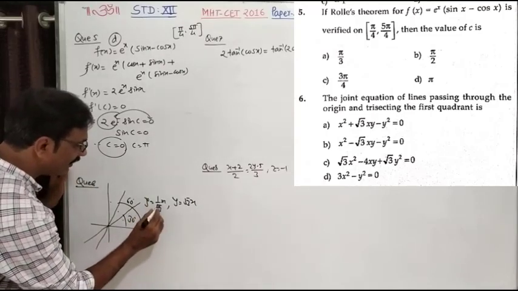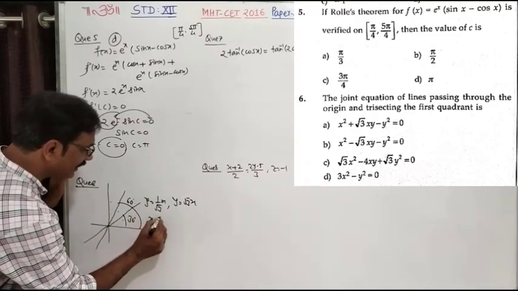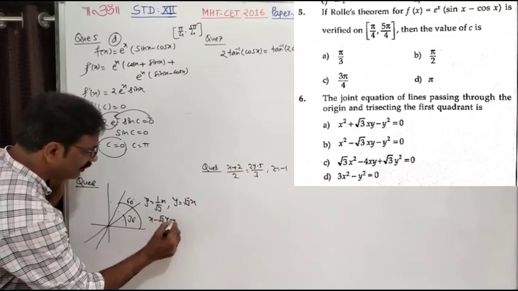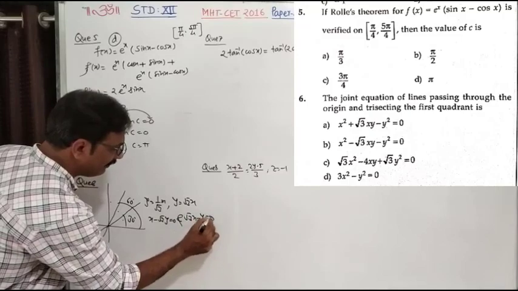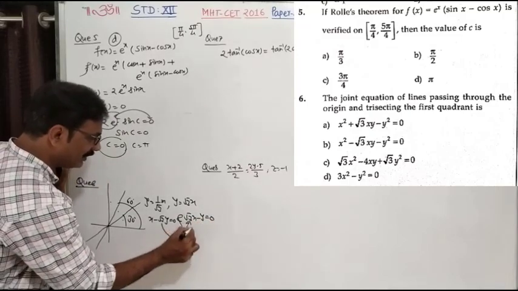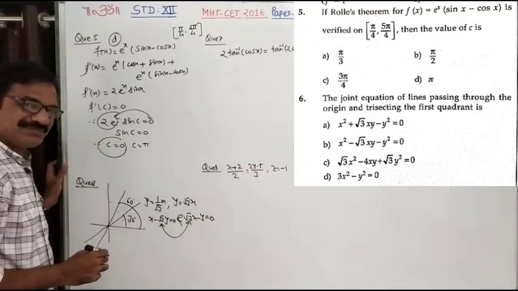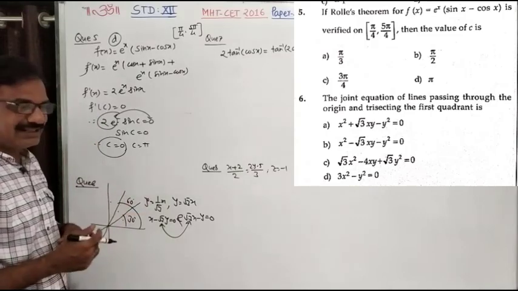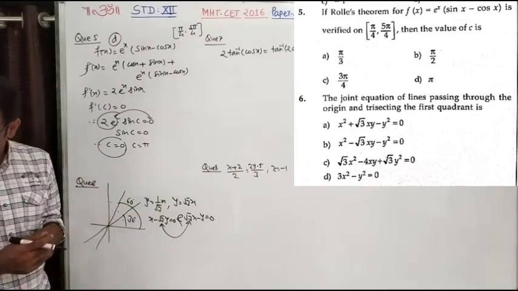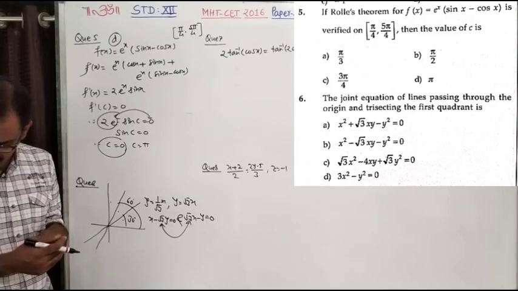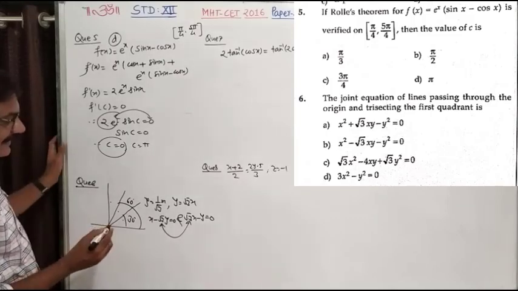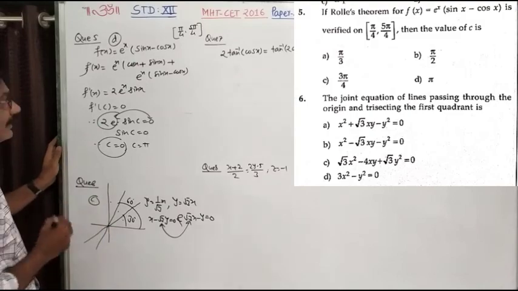So what is the equation of the first? It is x minus root 3 y equal to 0, and the equation of the second is root 3 x minus y equal to 0. Just multiply them. You can easily multiply this. Your answer is option number C.